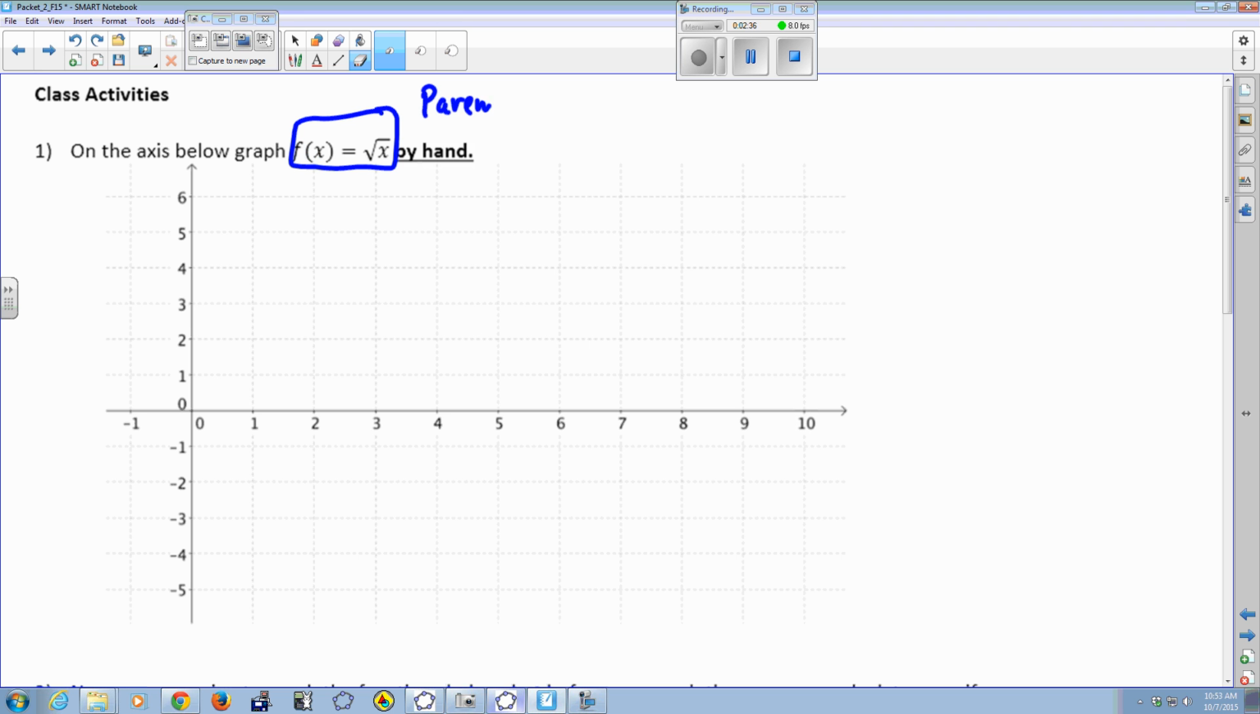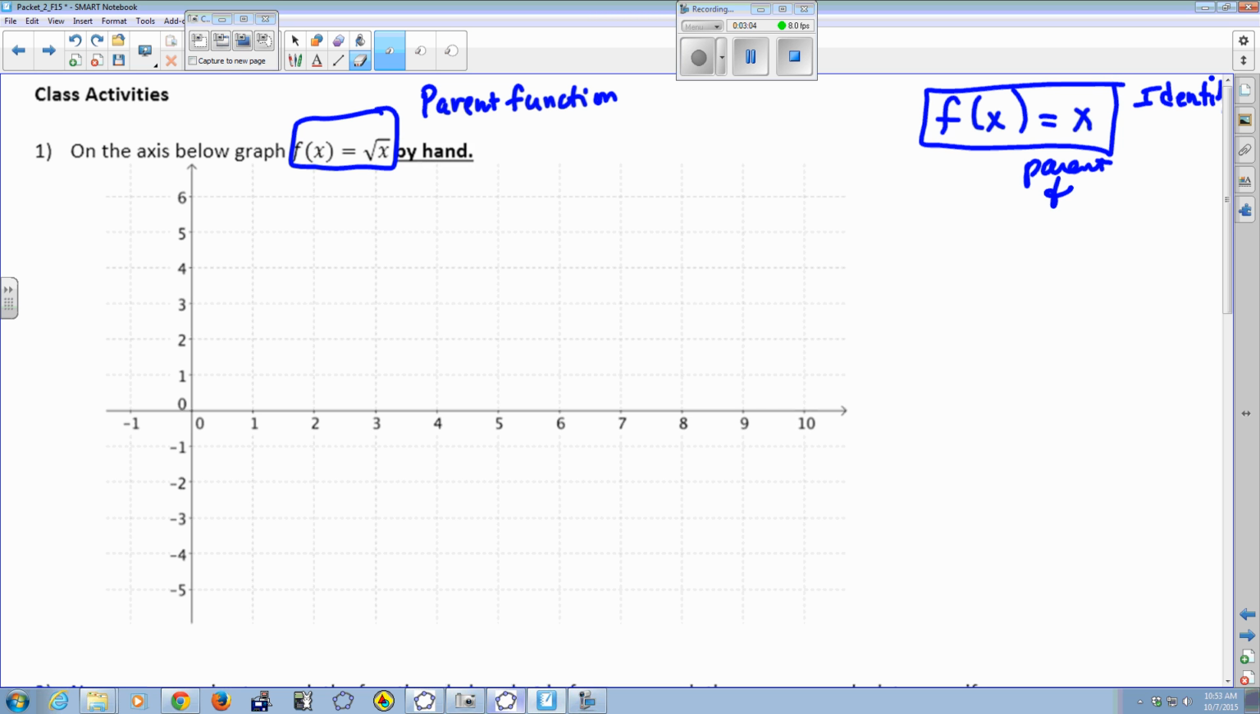That's another parent function. Okay, so we're going to identify about 6 of these parent functions. Another parent function is one that you're very, very familiar with, f of x equals x, which is a straight line with slope 1 going right through the origin. This is called the identity function. The identity function. That's another parent function. Okay, and we'll talk about the other 2 in a couple of classes.